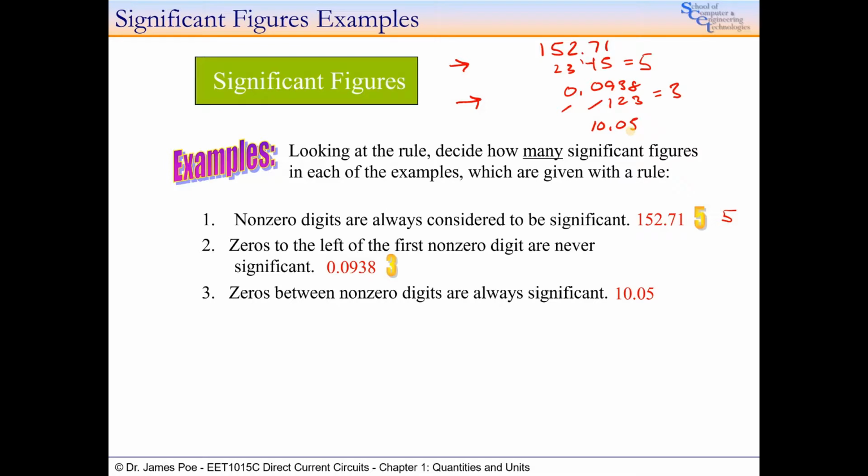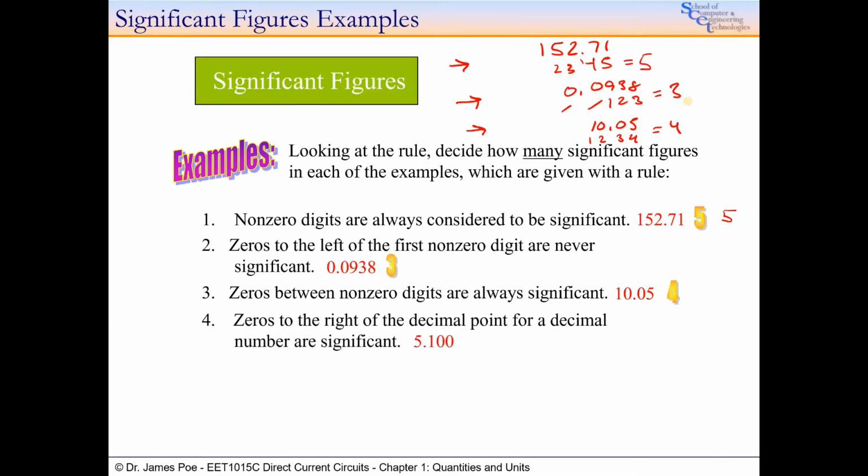Alright, so again, decimal point is present. Start on the Pacific side. Count everything after the first non-zero. So this is a 1, we count it. Again, this is a 0, but we already hit a non-zero, so we count it. We count it, and now we have 4. And what do you know? 4, my lucky number. Next up, zeros to the right of the decimal point for a decimal number are significant.